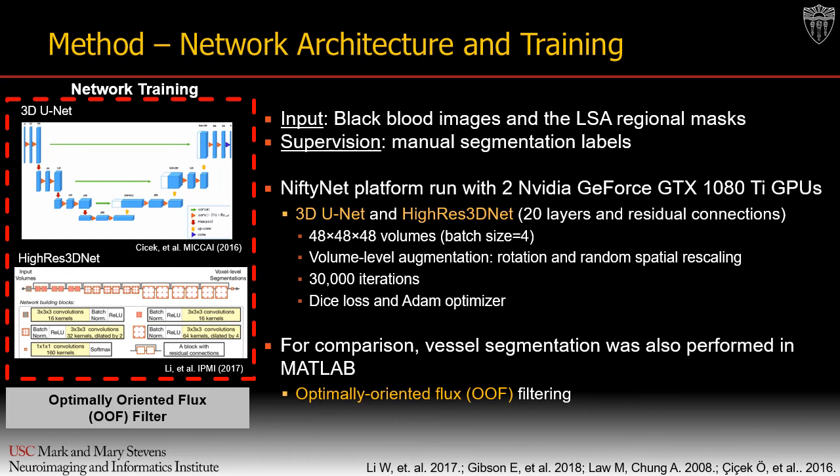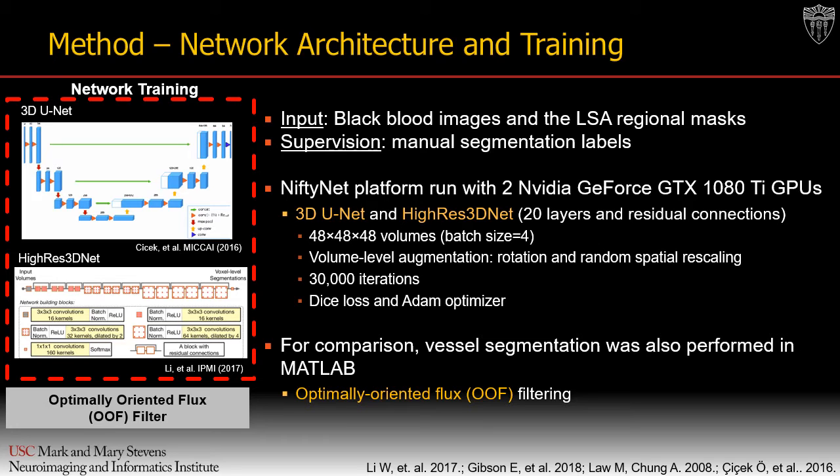For this study, we utilized the NiftyNet platform run with 2 NVIDIA GeForce GTX 1080 Ti GPUs to train 2 types of network architectures. Since this is a segmentation problem, we started with the conventional 3D U-Net architecture, but decided to primarily focus on optimizing the HighRes3DNet architecture, which offers a compact end-to-end 3D convolutional neural network structure that maintains high-resolution multi-scale features. The HighRes3DNet on the NiftyNet platform has 20 trainable layers with dilated convolution and dilation factors of 1, 2, and 4.